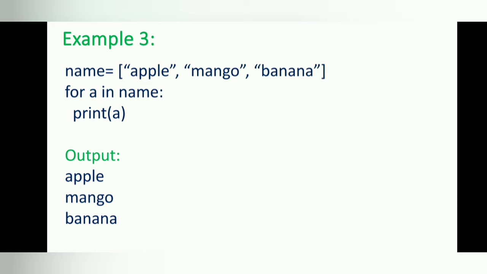The computer displays mango. This process continues and the control jumps back to the top of the loop and the loop variable a gets the next item in the list, which is banana. Then in the loop body, the print statement displays banana and the program terminates because there are no more items in the list. So the for loop continues until each element in the sequence is displayed.